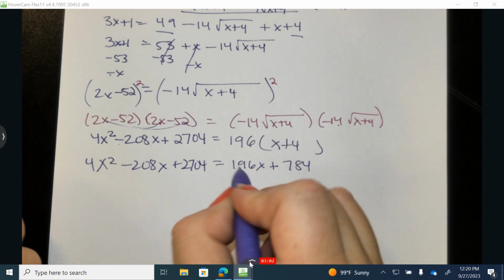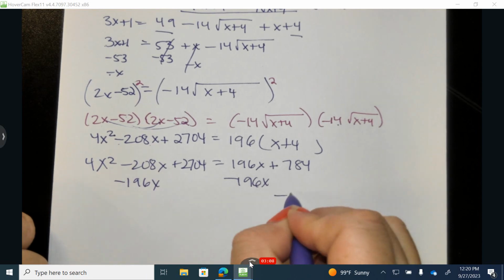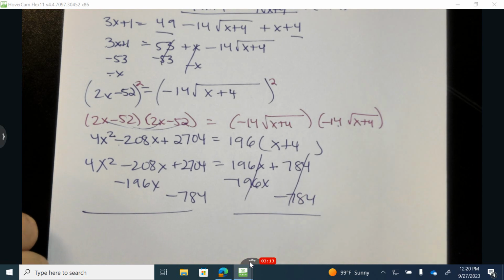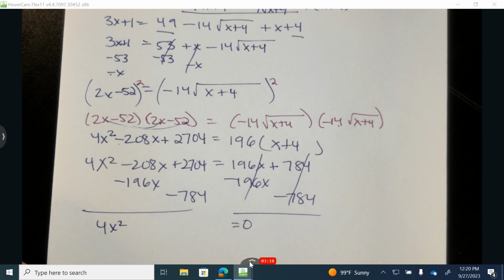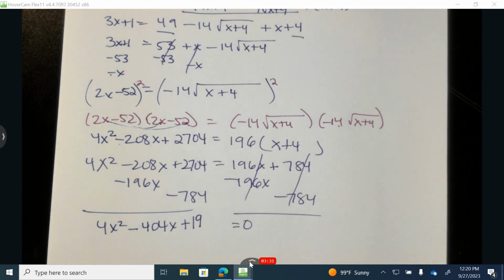All right. We're going to move 196x to the opposite side, minus 784, minus 784. Now on the left-hand side, I have 4x squared. When I combine these two, I end up with negative 404x, I'm doing this in my mind now. And I'm subtracting to get 1,900. Let me grab the calculator to make sure I don't make a mistake after all this. 2704 subtract 784. Okay, 1920.